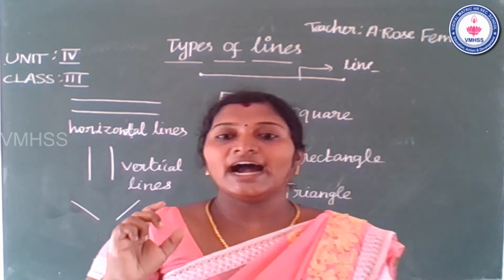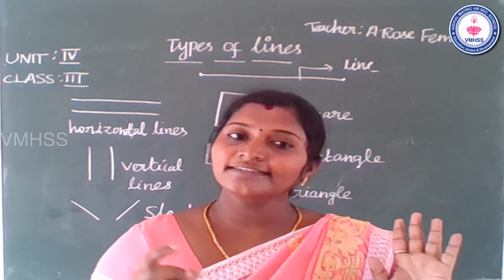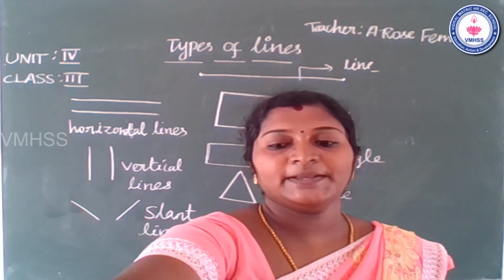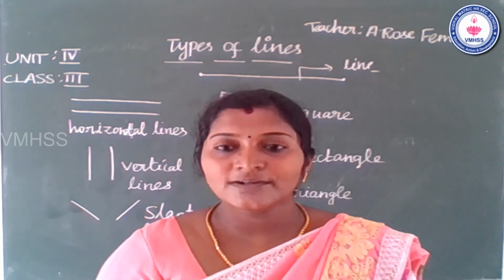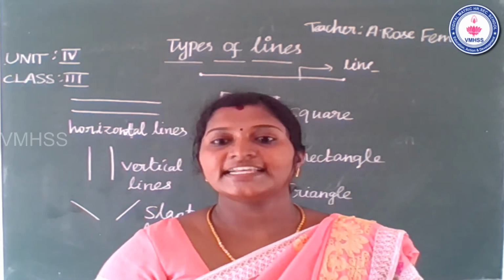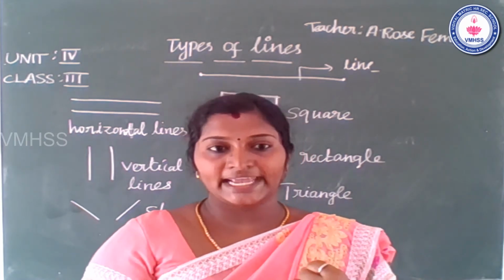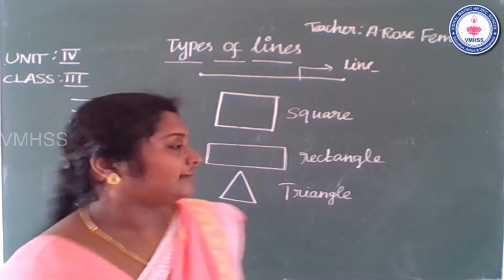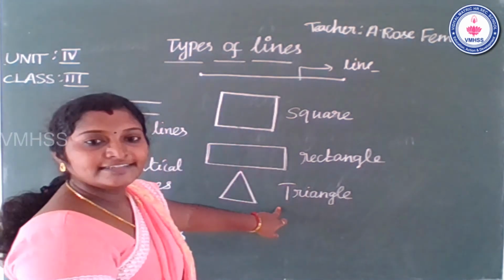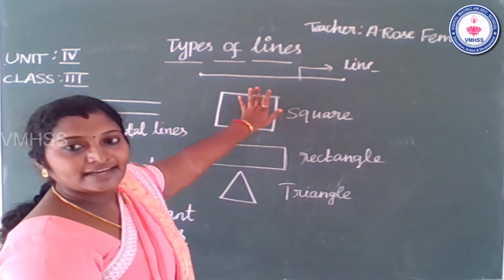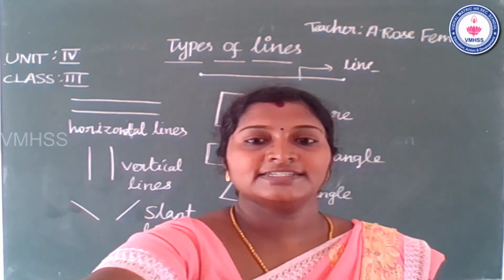So lines: horizontal lines, vertical lines, slant lines and curved lines. Horizontal lines, vertical lines and slant lines, for example, square, rectangle, triangle. See there, square, rectangle and triangle.